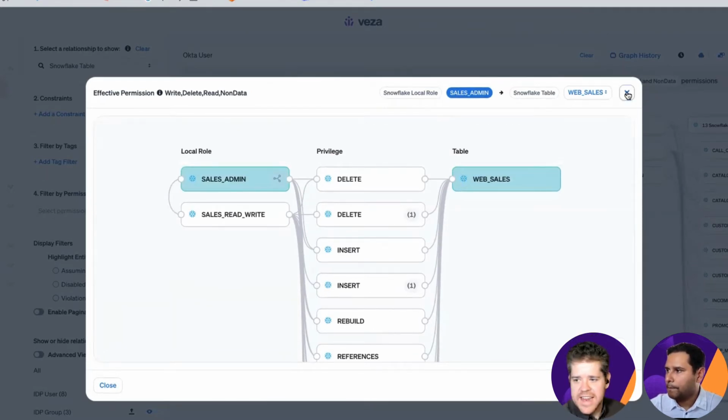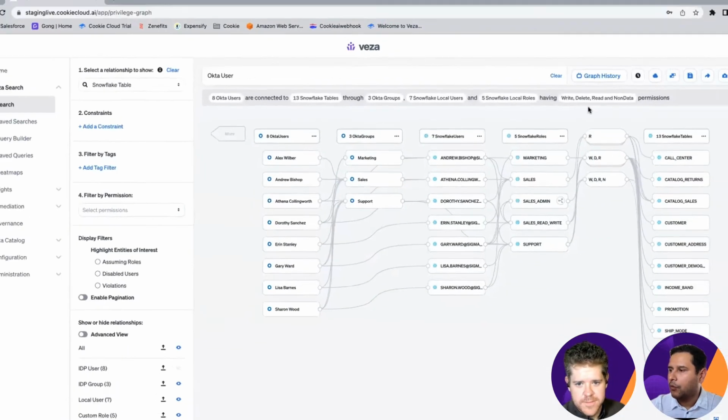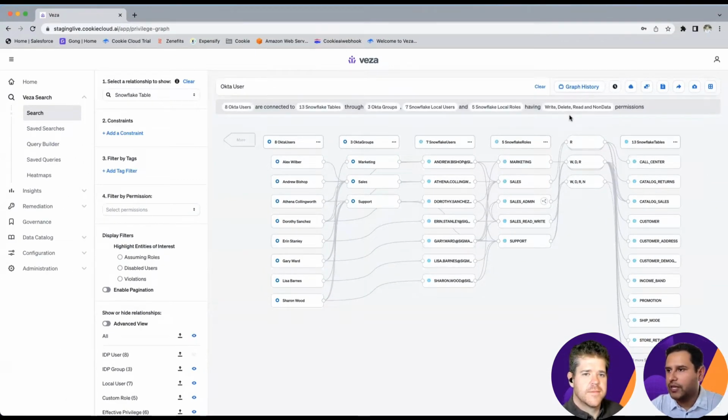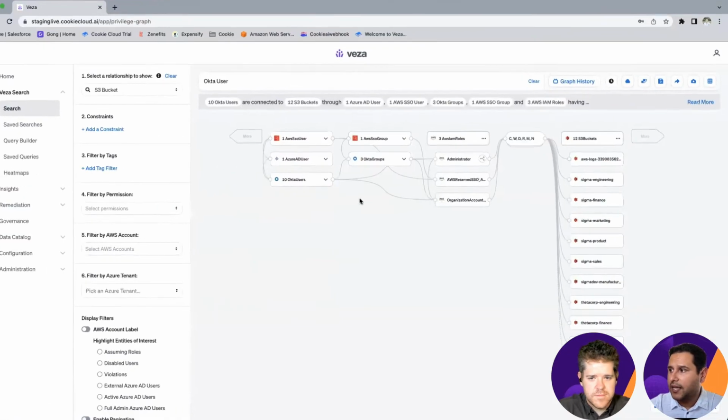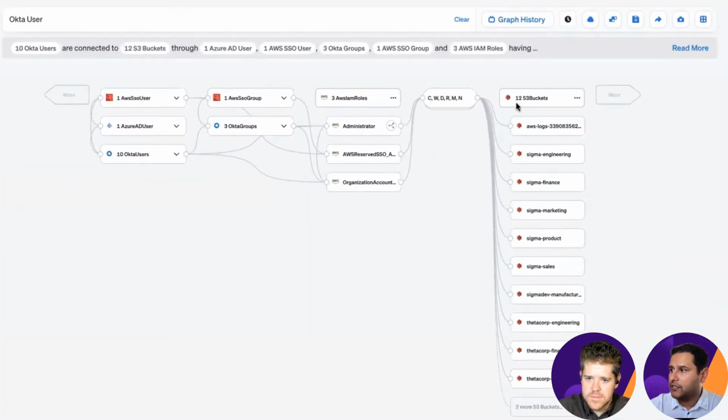So where are we actually getting this information from, Joe? Well, all of the integrations within Veza today are read-only integrations using service accounts or API service accounts. And while this is an API service account that exists for Snowflake, I also have integrations to, for example, AWS S3. So what I'll do next is I'll find my S3 buckets and the relationship that these 12 S3 buckets have to my 10 Okta users.